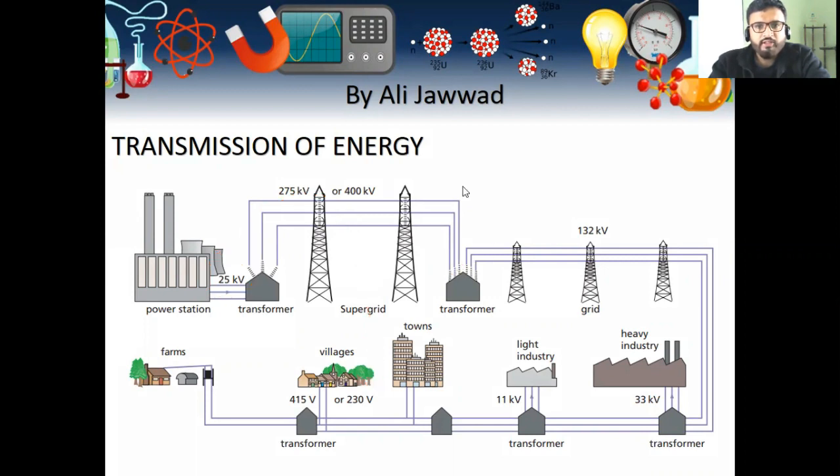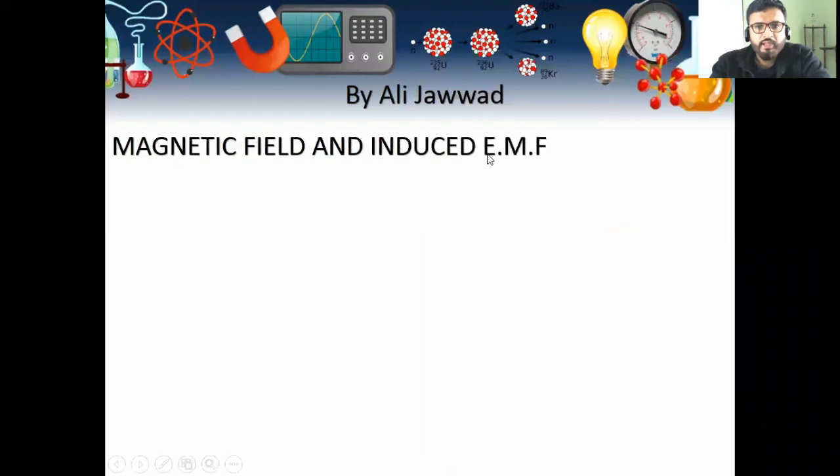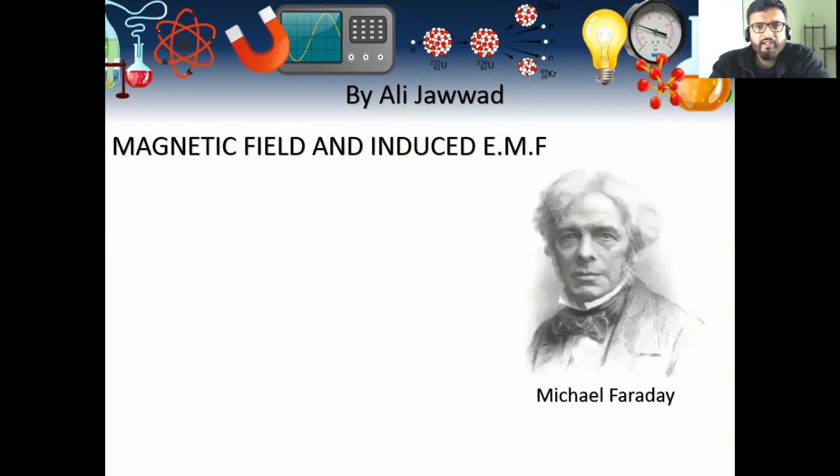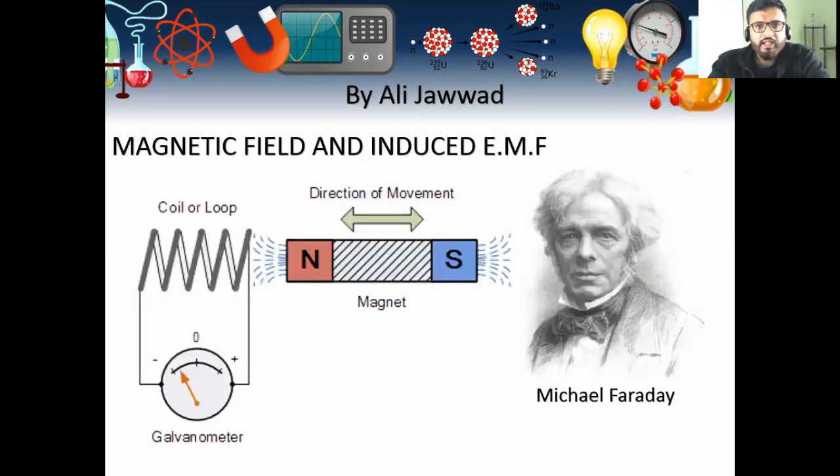The transformer works on the basic principle of mutual induction. According to Faraday's law, whenever the magnetic field changes through a coil, an EMF is induced. It means we are going to change the magnetic field and the voltage will be produced.